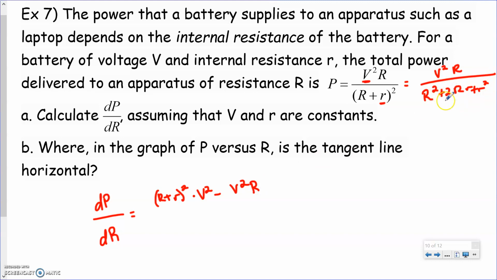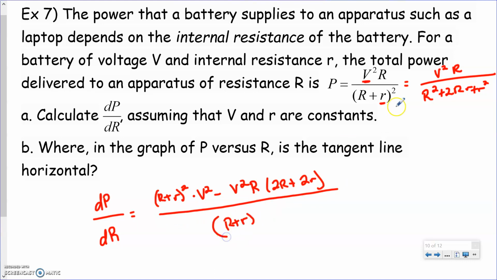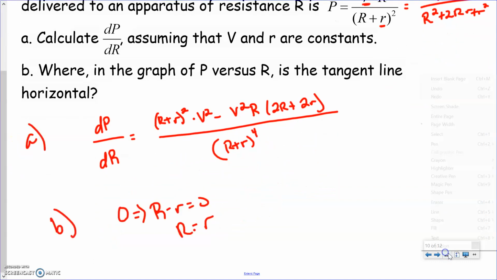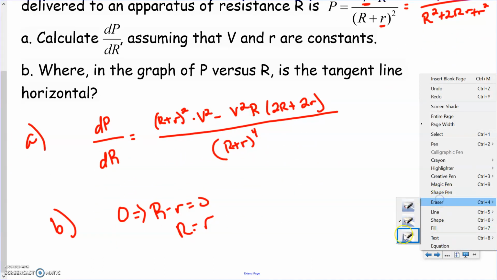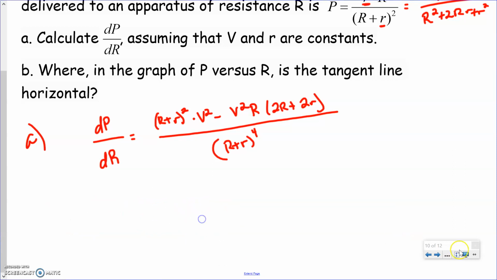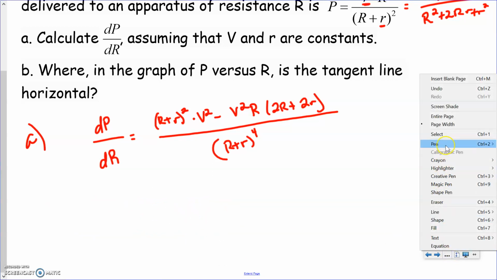And now I'm going to use this down here for my derivative. We're going to have 2 big R plus 2 little r over big R plus little r. Instead of squared now, it's going to be to the 4th power because we had to square that. Okay, I'm going to erase this work and come back to this. We're going to simplify here.